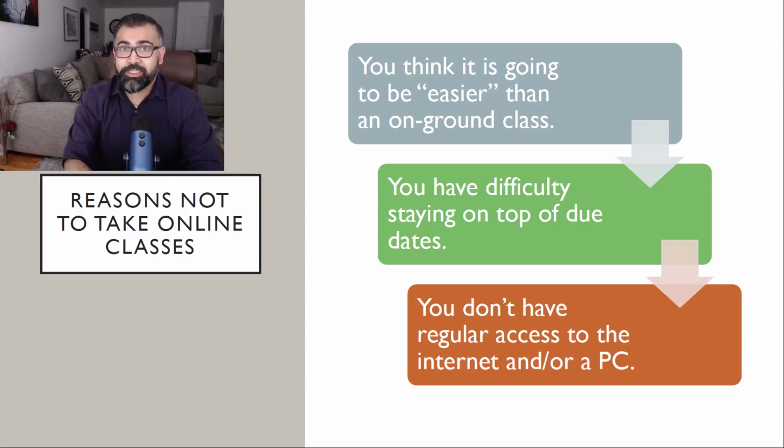Number one, you have to be really independent. You have to keep track of due dates. You have to be very on the ball as far as keeping pace with the readings that your instructor is assigning. So that's something to be mindful of. The second thing is that if you don't have regular access to the internet or a computer, don't take an online class, because technology issues are not a good reason to not submit your assignments. And we're going to be talking more about that in the future.